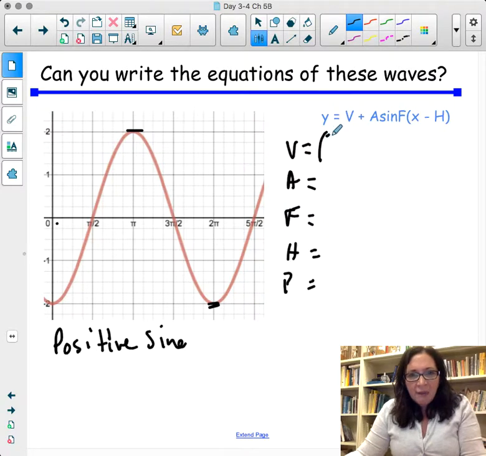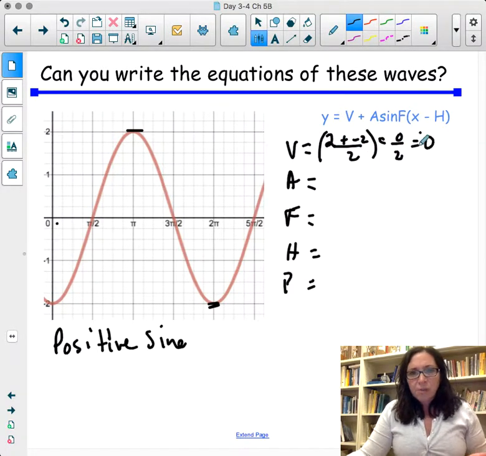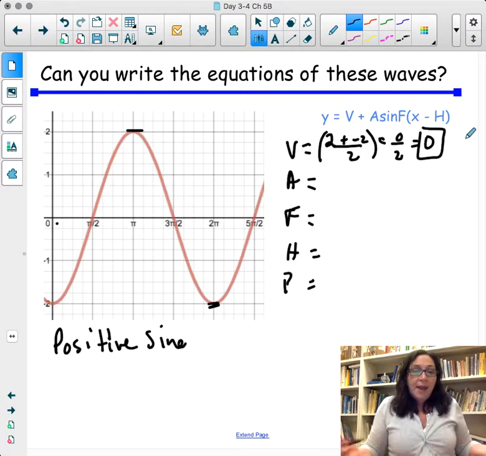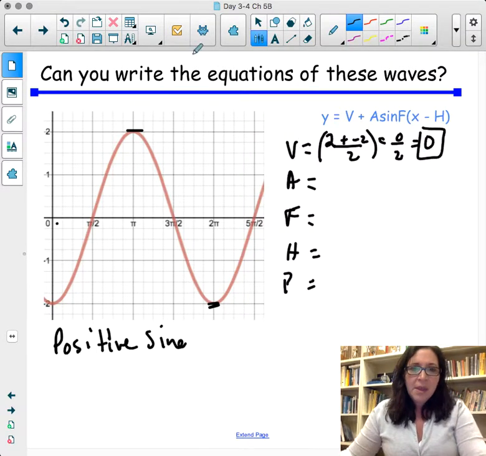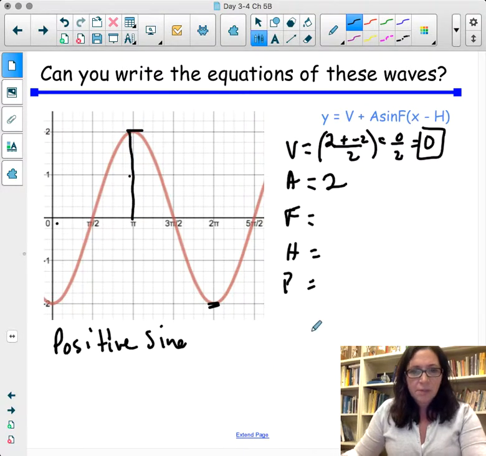You're going to find the average: the high point 2 plus the low point -2, divided by 2. So what is that? 0 divided by 2, which is 0. So my vertical shift is 0, meaning I don't have a vertical shift. Now, from here, my amplitude is this height right here. So 1, 2. So my amplitude's 2.